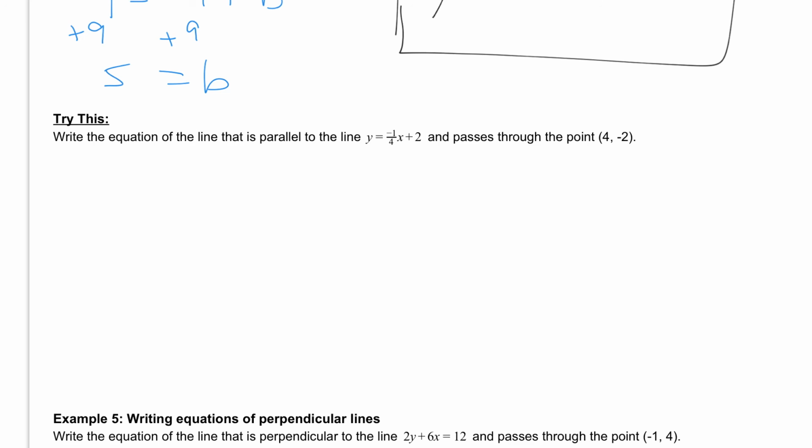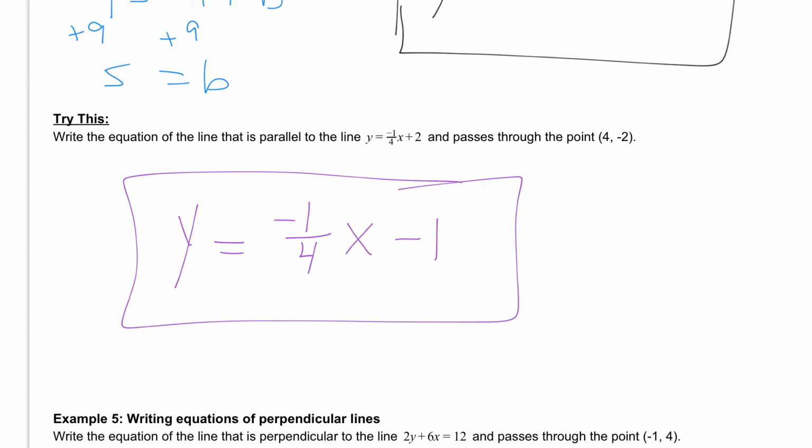If you did the try this correctly, you should have gotten y equals -1/4 x minus 1. If you need help with that, let me know.